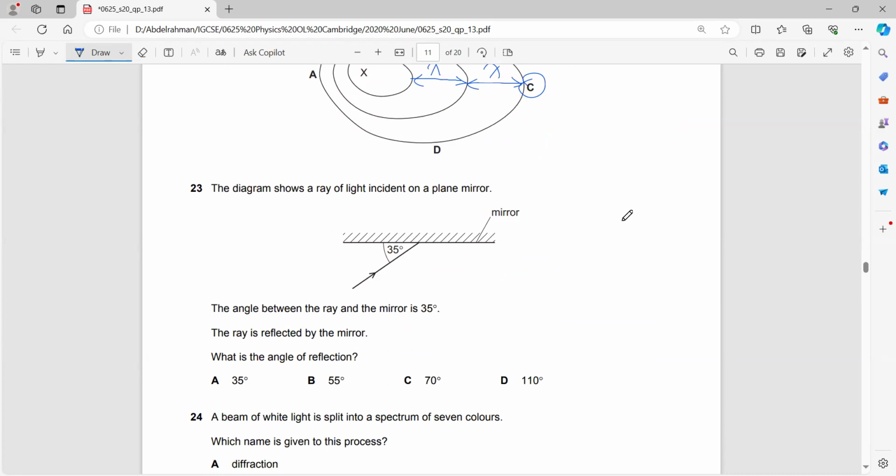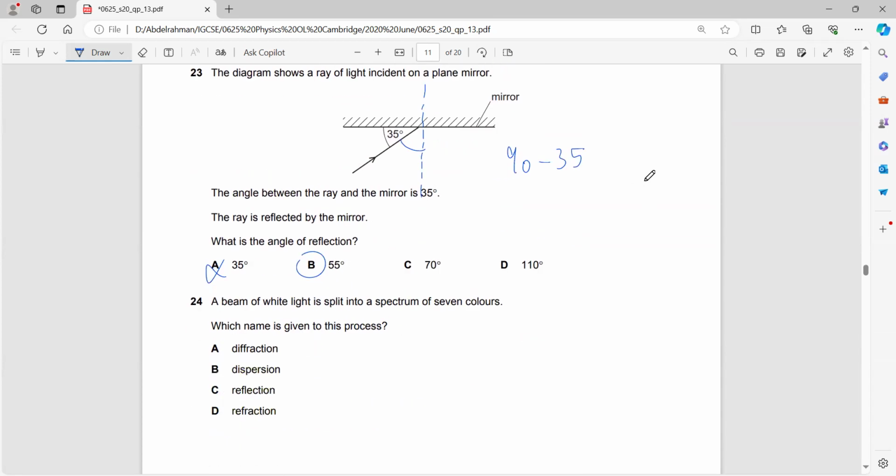What is the angle of reflection? Can someone say A? Is the answer A? The answer cannot be A. Why can't the answer be A? Because the angle has to be with the normal. How would I find the angle with the normal? 90 minus 35, which would be 55. The angle of incidence is the same as the angle of reflection. 90 minus 35.